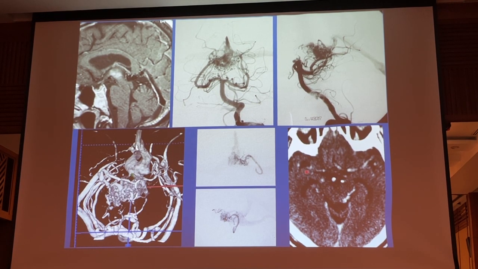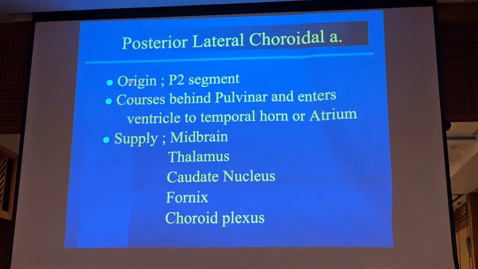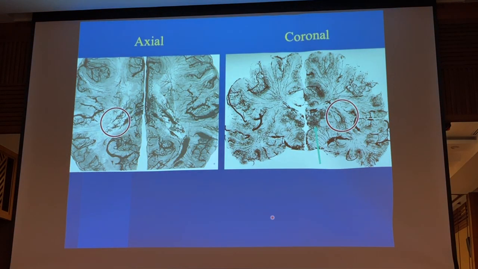This is again both right and left side of the medial posterior choroidal artery supplying this AVM of the posterior part of the midbrain of this patient. Okay? Posterior lateral choroidal artery originates from the P2 segment. It courses behind the pulvinar and enters the ventricles through the temporal horn or A2. It may go through the A2 as well. It supplies midbrain, thalamus, caudate nucleus, fornix, and choroid plexus.